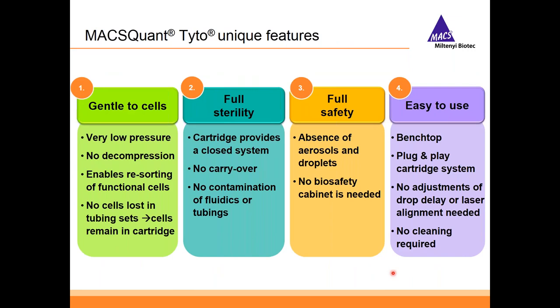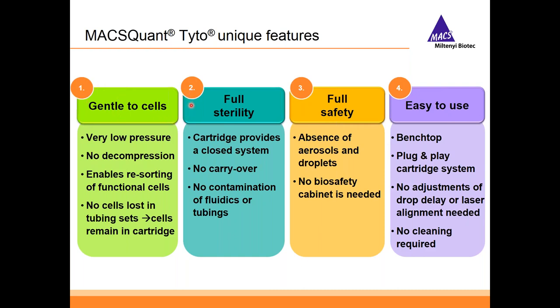So to sum the features of the MACSQuant Tyto up, using this slide here, as I said, the sorting procedure in general is very, very different to the one we know from conventional droplet sorters. So we work at very low pressure, at only around 3 psi. We do not have any strong decompression steps. We even can take the cells out of the cartridge, put them into another cartridge and sort the cells again. I will also show some data concerning this. So this also shows that we have a quite gentle sorting process. And in addition, you won't lose any cells inside the tubing set. So the cells still remain in the cartridge and you can retrieve them from the input, the positive or the negative collection chamber. So a very gentle sorting mechanism.